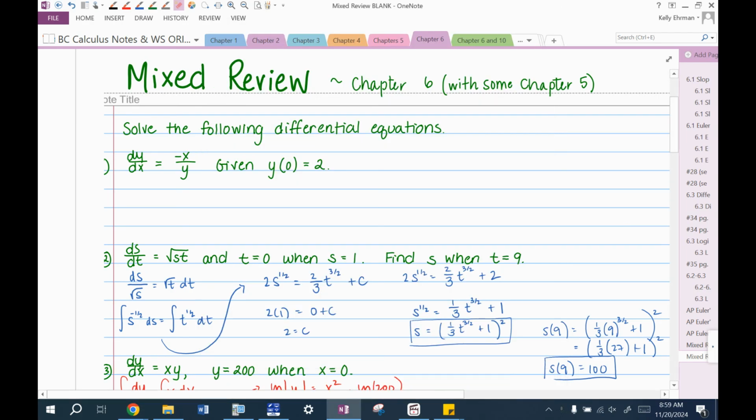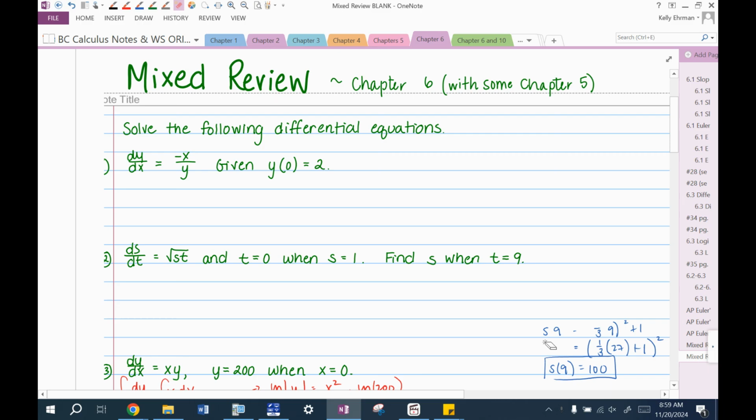All right, for this mixed review, this is really mostly chapter 6 stuff. It says there's a little bit of chapter 5 in there. But let's just start. I'll erase as I go here. So let's just start with this first problem. It says solve the following differential equations.